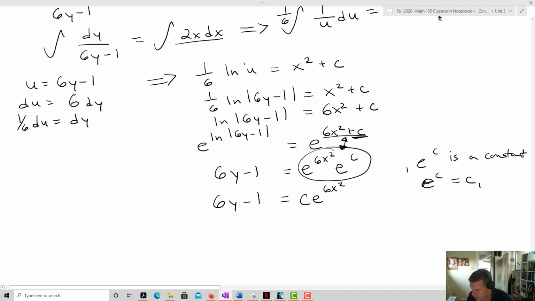So that when we actually go about solving our initial value problem, we don't have to take the natural log of anything. We just say, oh, you know what? e to the c is just a constant. I'm going to figure out what that constant is anyway, so I'm going to replace it with a c.